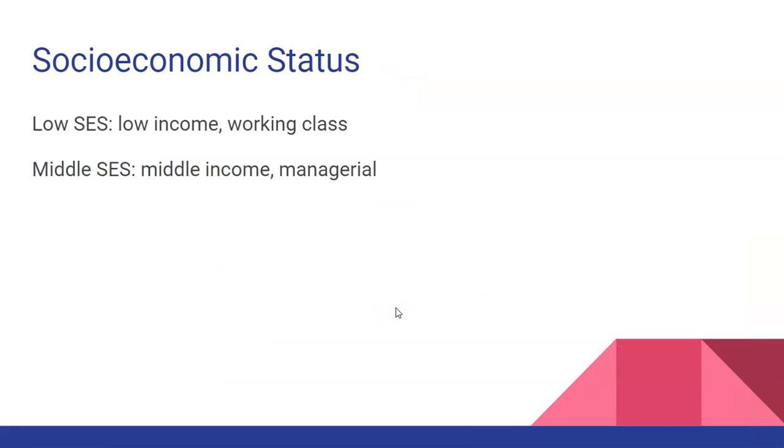Socioeconomic status is usually broken into low SES and middle SES. When we talk about low socioeconomic status, more than likely people are talking about people that have low income, that are working class, and what is considered blue collar. In middle socioeconomic status, people usually have middle income and they usually have managerial positions and they're usually white collar.